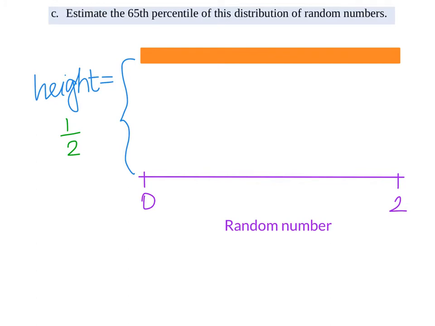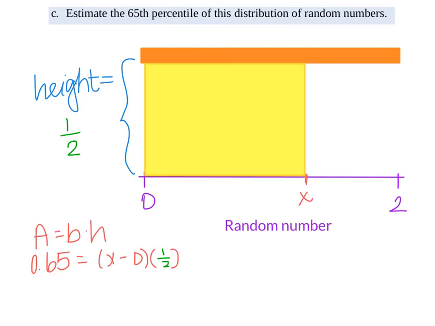The last part of this problem asks us to estimate the 65th percentile of this distribution of random numbers. That's working backwards, where we're not trying to find the area. We have the area. In fact, it's 65%, or 0.65. So we need to figure out, from 0 to what x value, 1/2 times that number creates an area that is 0.65. Let me show you. I've drawn just a random base length of a yellow rectangle this time. I want to know what this x value is that creates an area of 0.65.